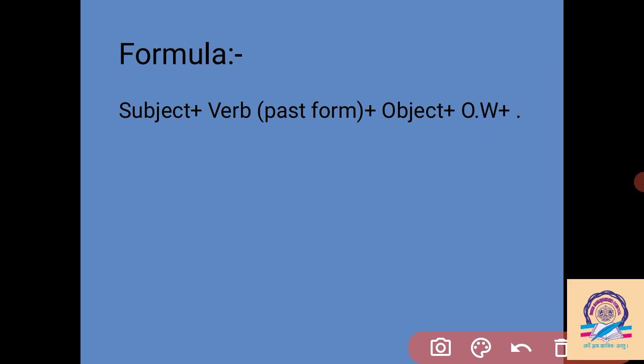Remember one thing carefully: whatever changes occur, we have to make them in the verb, because the verb helps us understand the tense. So we have to do the changing in the verb. Remember, in the simple past tense we have to write the past form of the verb.